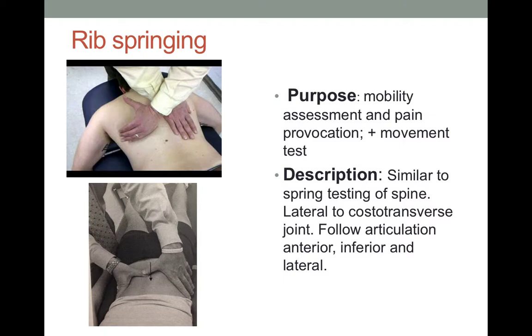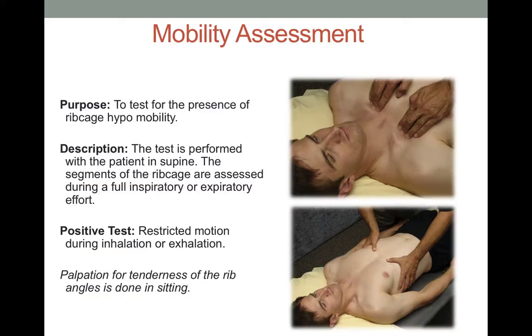Rib springing is an opportunity to establish a positive movement test by a finding of hypomobility and/or pain. This can help rule in or rule out the rib articulation as a pain source. Another opportunity to establish a positive movement test is through mobility assessment. With this test, you are looking for symmetry between sides and throughout a side. Gently place your hands over the patient's ribs and ask them to breathe while you assess for any asymmetries.